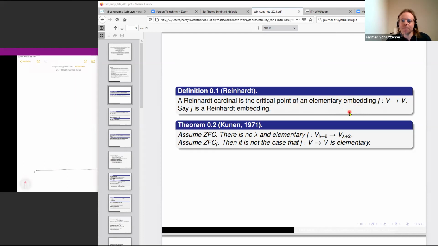Okay, so we get larger cardinals by requiring more similarity between the transitive class M and V. And so Reinhardt suggested taking that to the logical extreme with setting M equal to V. And so we get this notion of a Reinhardt cardinal being the critical point of an elementary embedding from V into itself. We'll also say here that such an embedding is a Reinhardt embedding. And so, of course, Kunen proved that under ZFC there's no elementary embedding from V lambda plus 2 into itself.